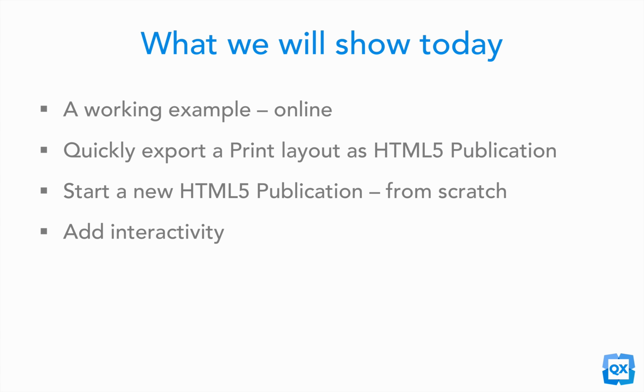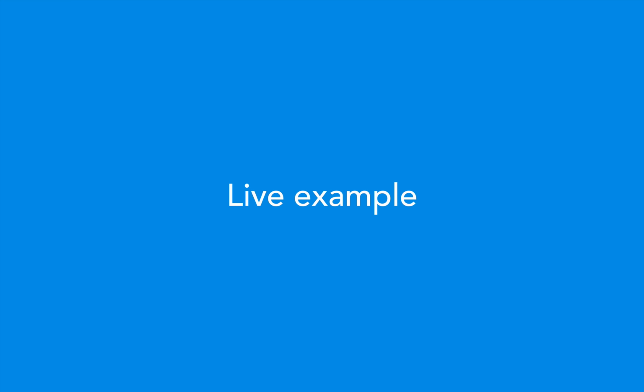We'll see how you can add interactivity to HTML5 publications, so animations, videos, slideshows, this kind of stuff. And then, of course, how to export and host it online so that you can see your result. And in the end, we'll talk about some configuration options and where you find more information. Let's first have a look at a live example.